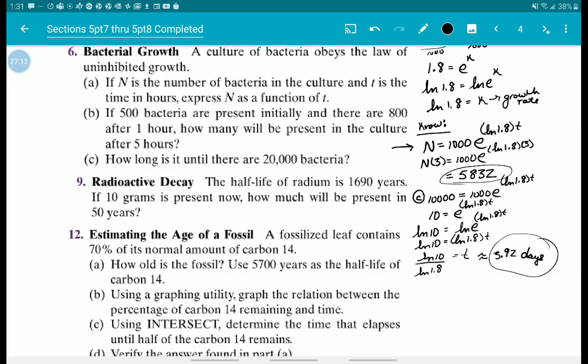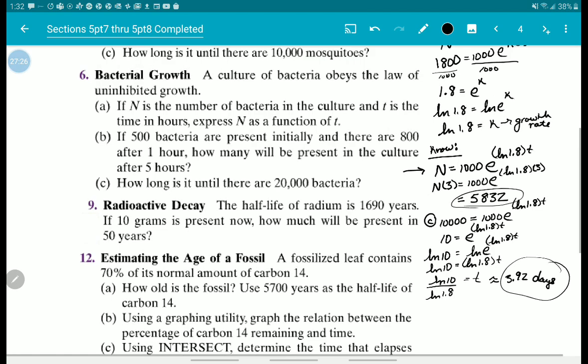Let's look at another one. Let's look at number 6. So we have a bacteria culture that obeys the law of uninhibited growth. A is asking if N is going to be the number of bacteria of the culture and T is the time in hours. We're going to express N as a function of T. So that A is going to be really similar to what we did before. They're just using N's here instead of the A's. So we're going to end up using that formula.